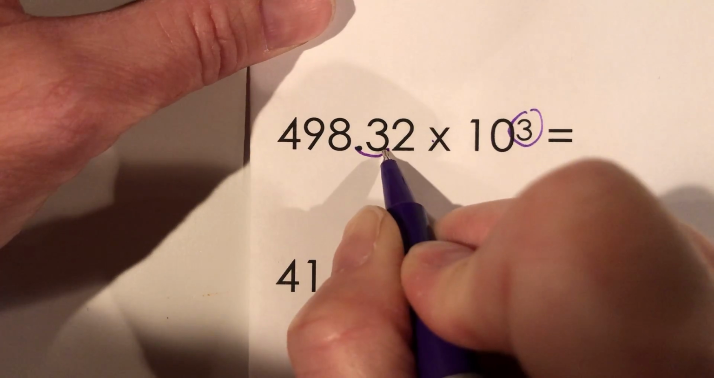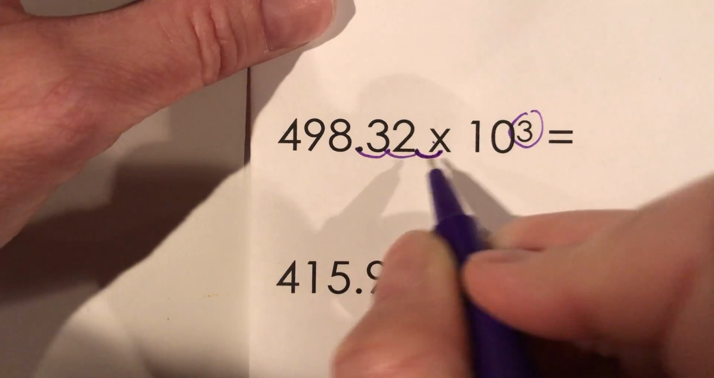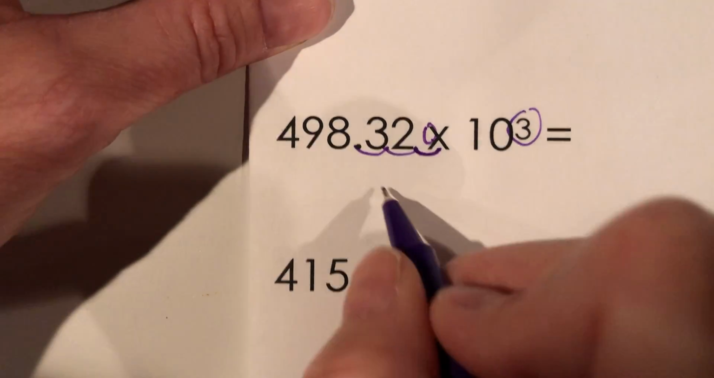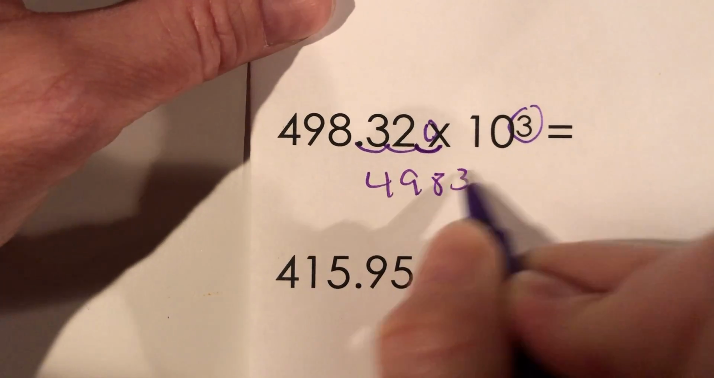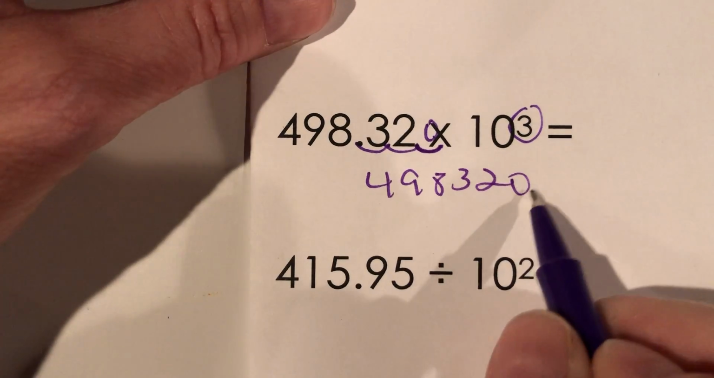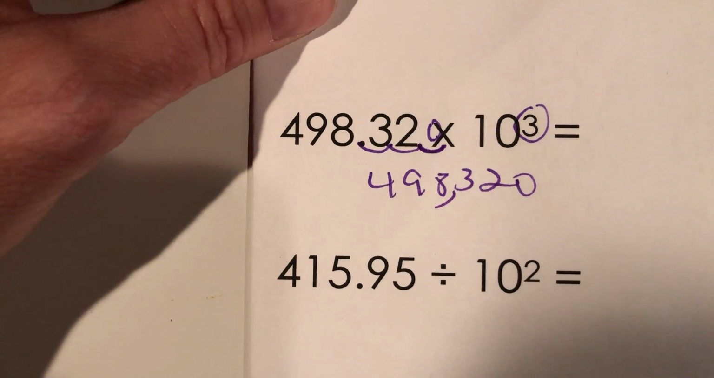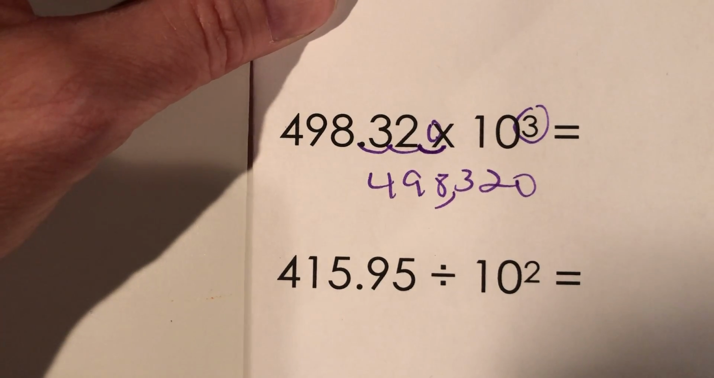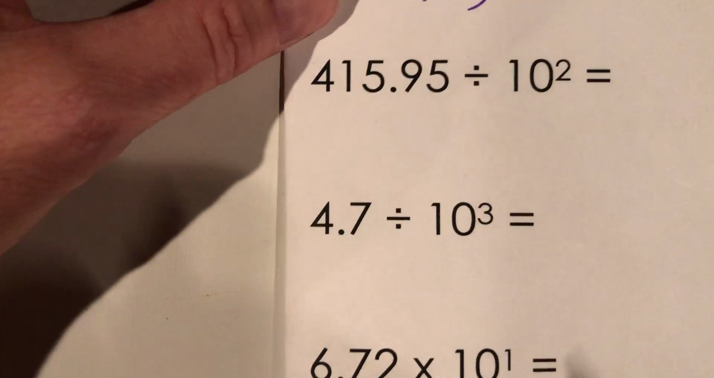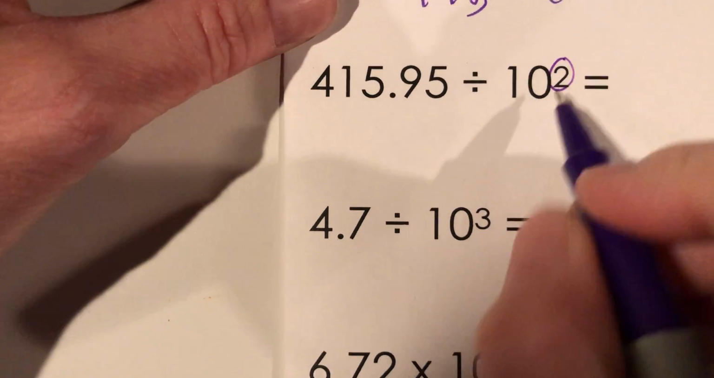So here's 1. Here's 2. I need to move a third time, and I notice there's nothing there, so I would put a 0. So for this, maybe start off by writing all the digits and then put your comma in after. I think that's a little bit easier. 498,320.